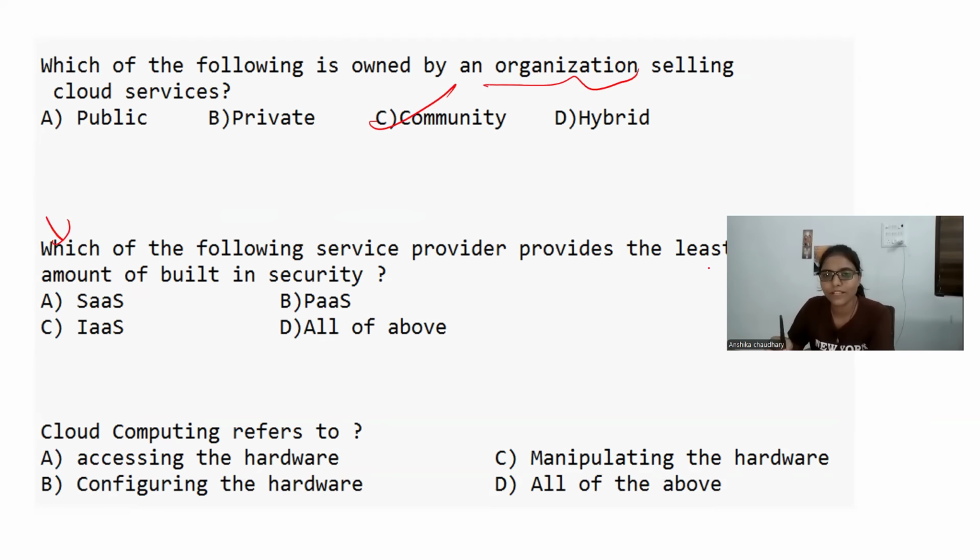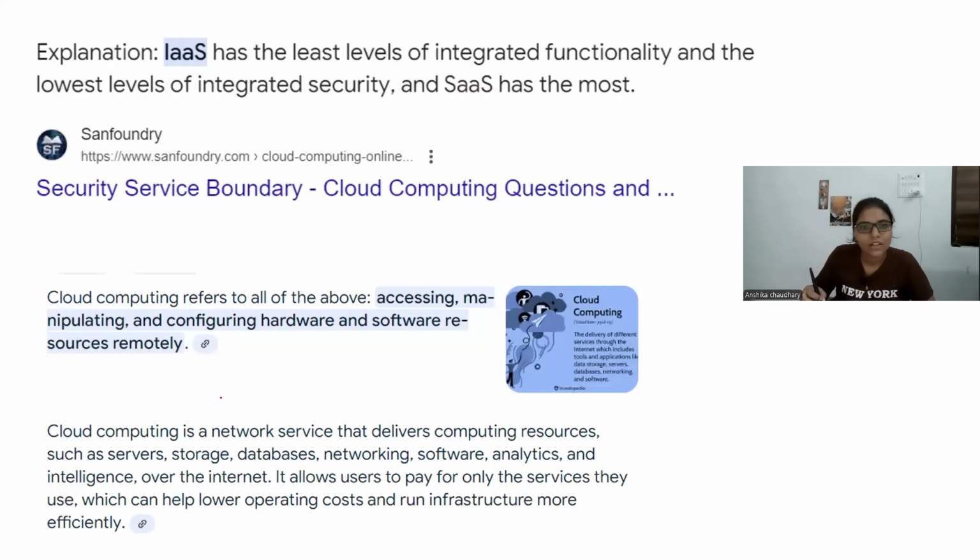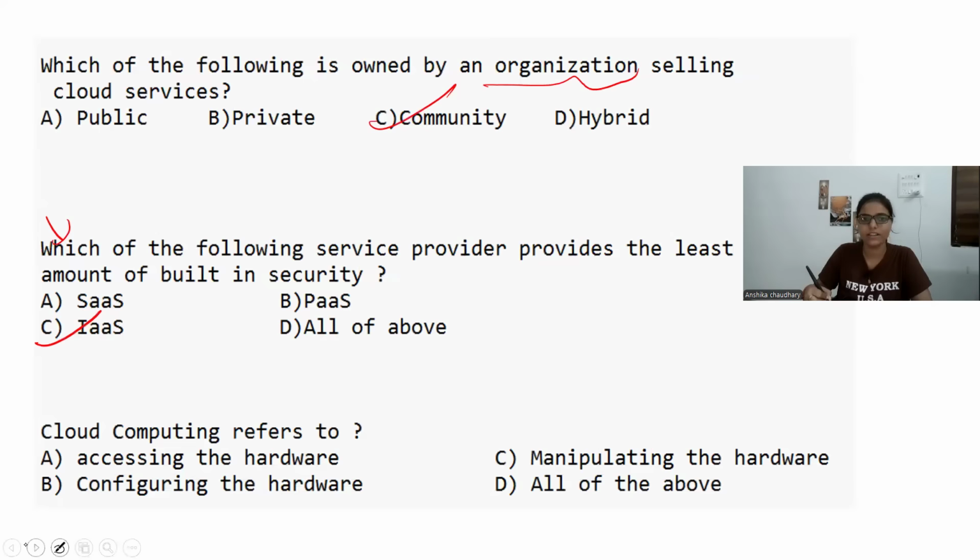Which of the following service providers provides the least amount of built-in security? IaaS is the cloud service model that provides the least security, and the most security is provided with SaaS, I guess. You can have a look here that IaaS has the lowest levels of integrated functionality and the lowest level of integrated security, and SaaS has the highest, as I said. Let's move on to the next. Cloud computing refers to accessing the hardware, manipulating the hardware, configuring the hardware, or all of the above.